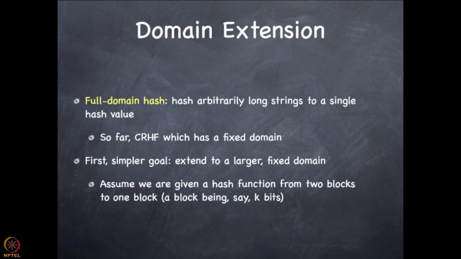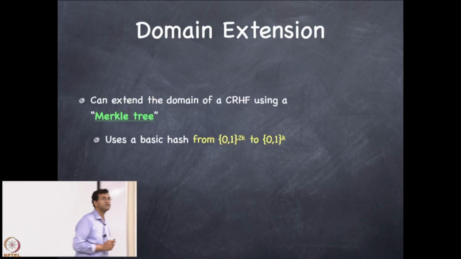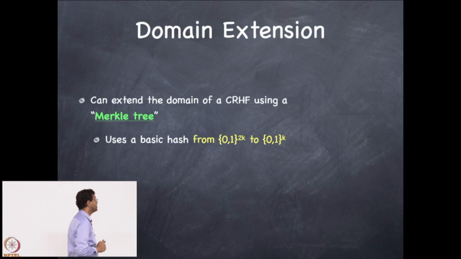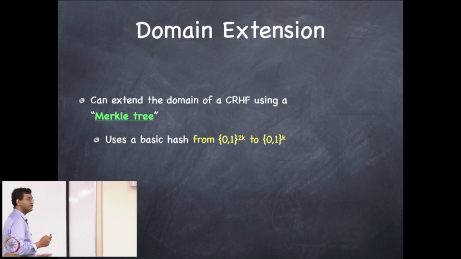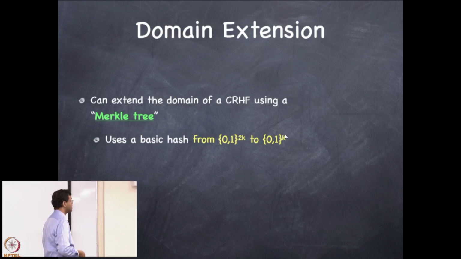And what are we given? We are given this little thing which takes 2 blocks and produces 1 block. And we want something which takes 1 gigabyte and produces 1 block, a block being something like 128 bits. How do I do that? I use something called a Merkle tree. It's the same Merkle that we saw earlier with Diffie and Hellman. He had this construction as part of some signature construction, but it's a very versatile thing and can be used here.